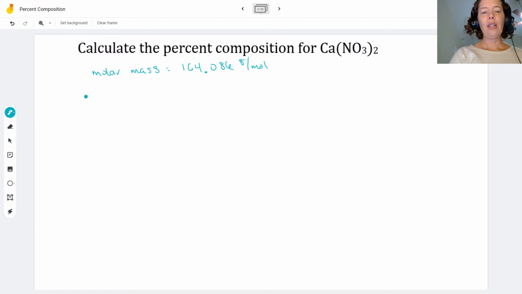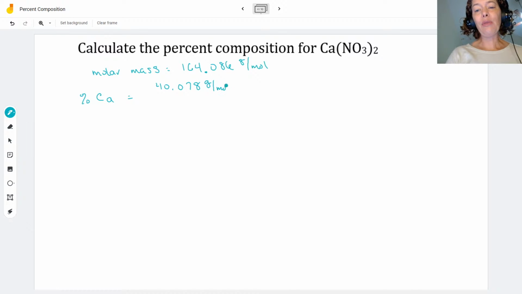Okay, so starting with our calcium. Now, calcium, you could either think of it as not having a multiplier or having a multiplier of 1, either way. I am just going to write the molar mass of calcium in my numerator without a multiplier.